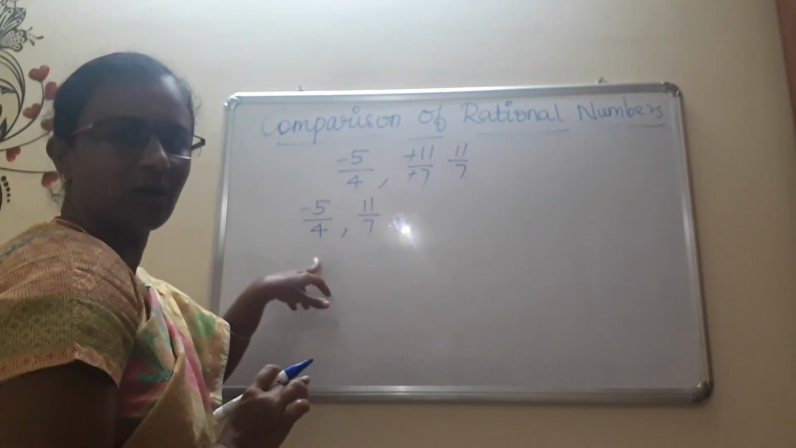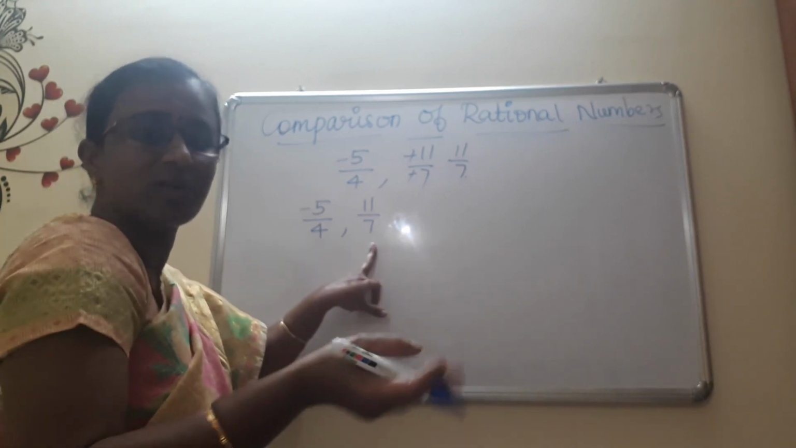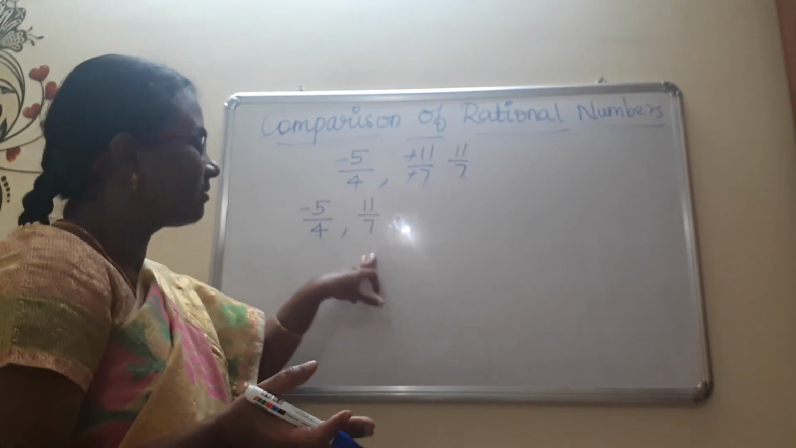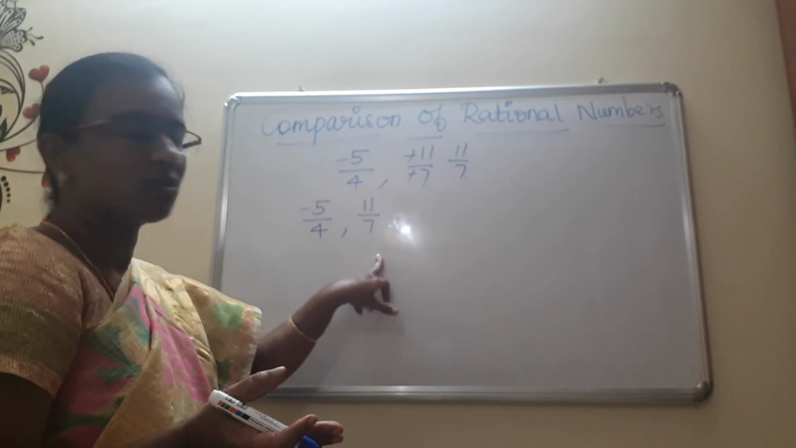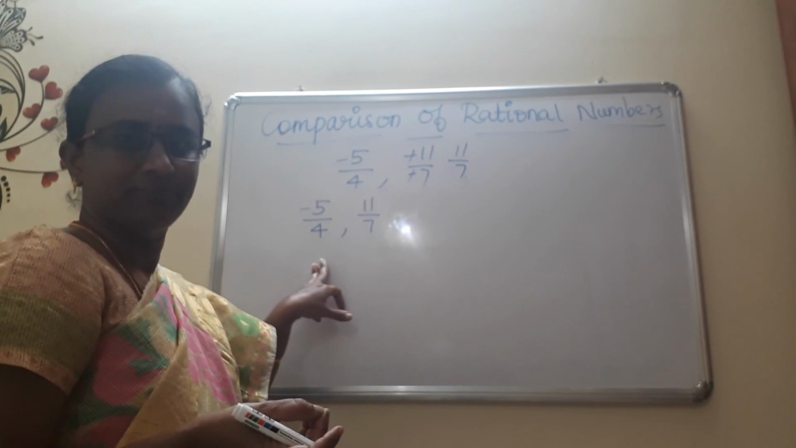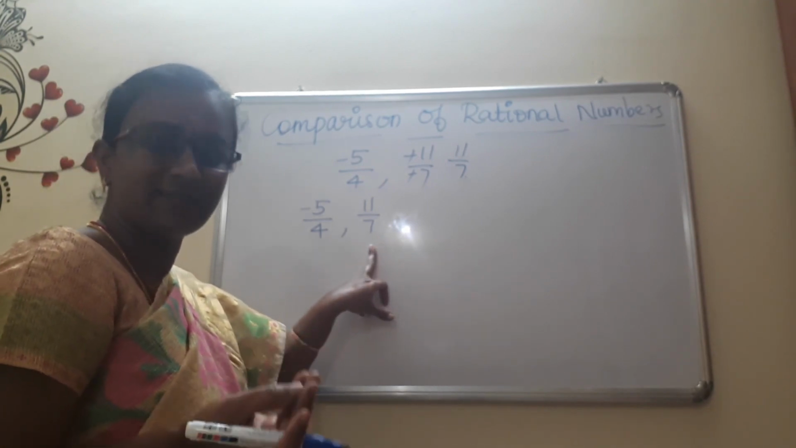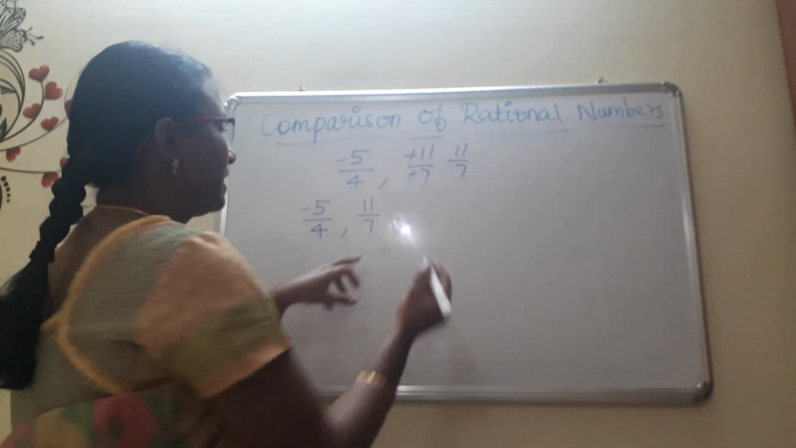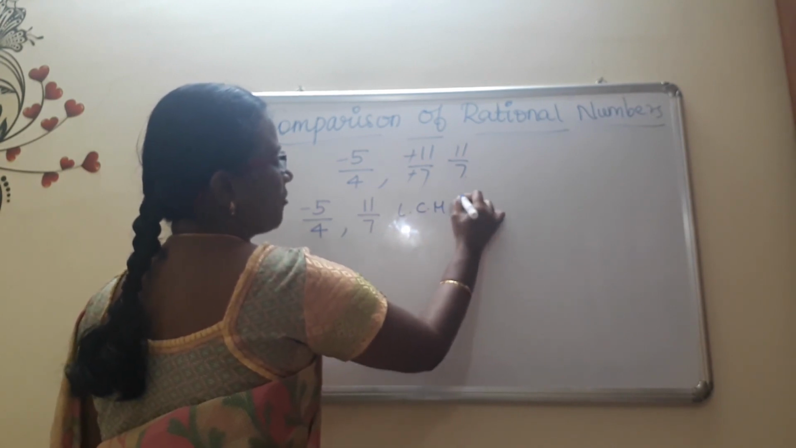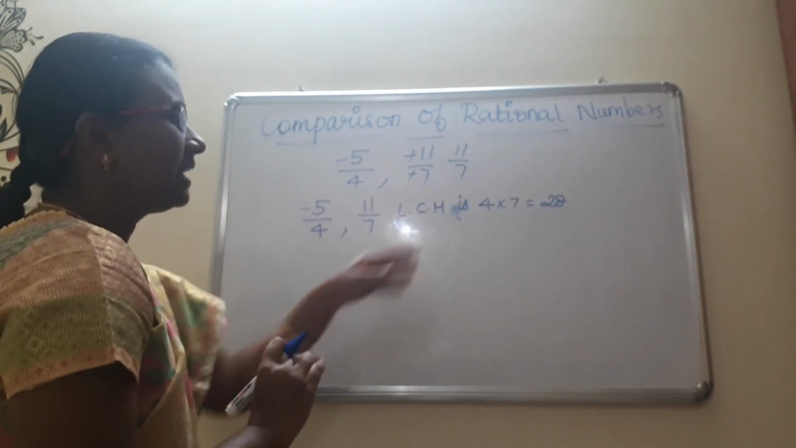The important thing is, if the denominators are the same, we can easily find out which one is greater. But here both the denominators are varying. Here it is 4 and here it is 7. So the denominators are not the same, and we should take the LCM. 4 and 7 have no common divisor, so the LCM is 4 into 7, which is equal to 28. So the LCM is 28.